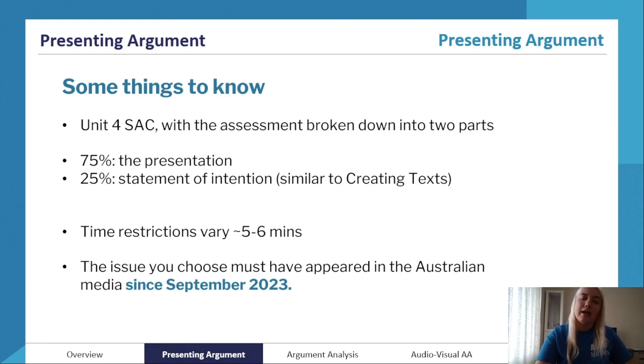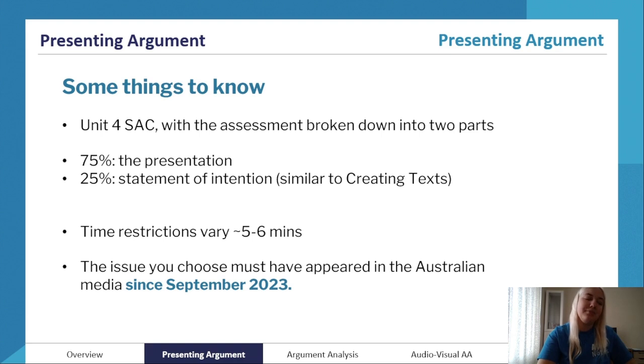So that's different because your analysis in the statement of intention for creating text was more like a text response. But this statement of intention is more like an argument analysis essay that is informal, written in first person, where you're completing the what, how, why process of analysis on yourself. Time restrictions vary, generally 5 to 6 minutes. So you do need to time yourself when you have your final draft and how long it takes you to deliver.